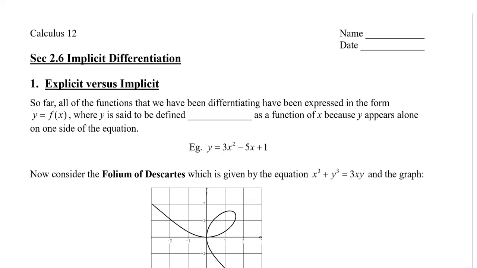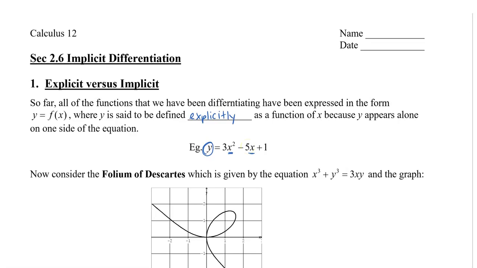In this video, I'm going to show you why we need to use implicit differentiation and then how to use it to find the derivative. So far, all the functions that we have been differentiating have been expressed in the form y equals f of x, where y is said to be defined explicitly in terms of x, because y appears alone on one side of the equation. So if you take a look at this equation here, we can see that y is on the left side, but the x appears on the right side on its own.